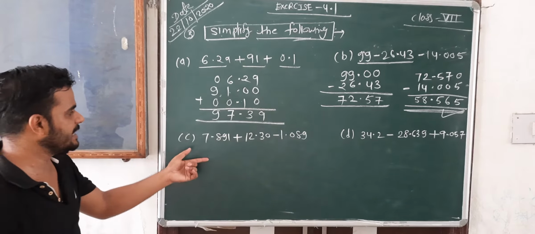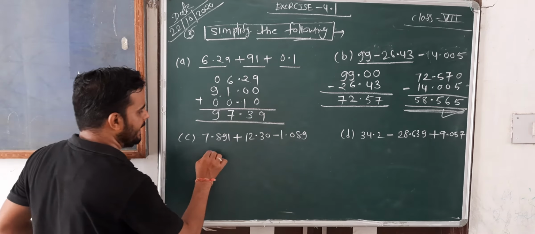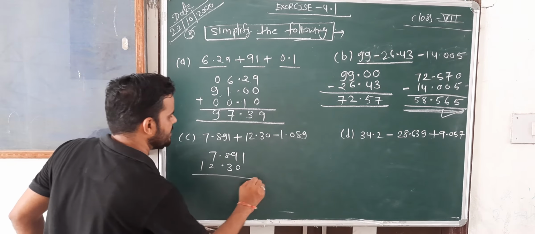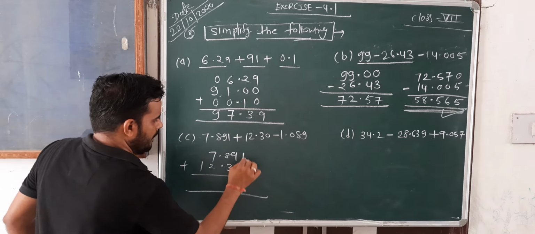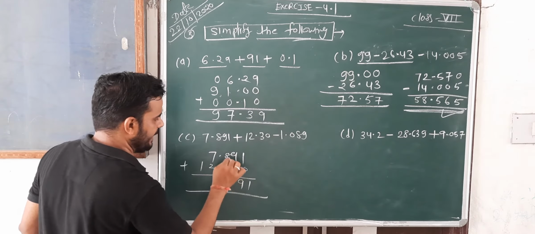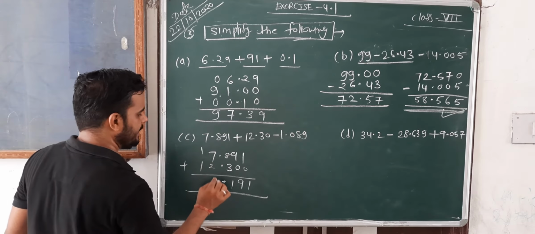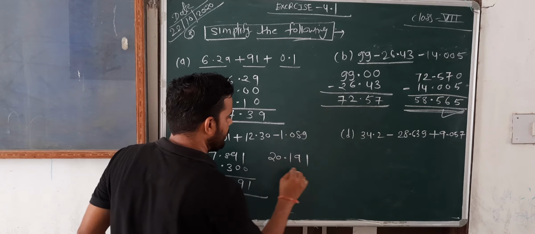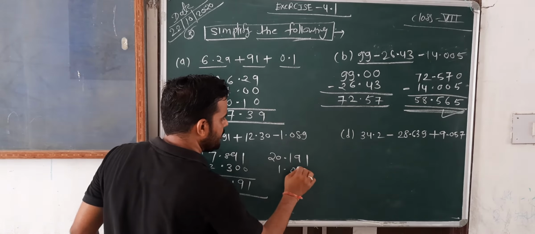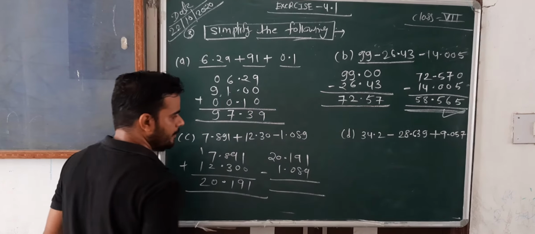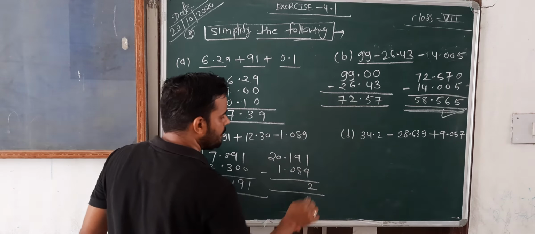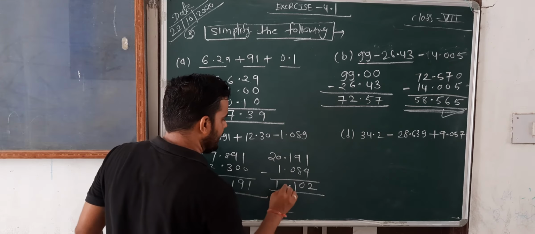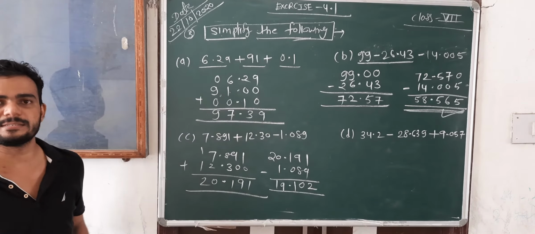Any doubt? So the next one, just see both are positive, so you just add 7.891 and 13.021. Just add both of these. 1 plus 0 is 1, 9 plus 0 is 9, 8 plus 3 is 11, carry 1, 7 and 3 is 10, so 20.191. Now subtract 1.089. Okay, so 11 minus 9, then 2. 8 minus 8, then 0. 1 minus 0, then 1. And 19.102 is your answer. Any doubt?